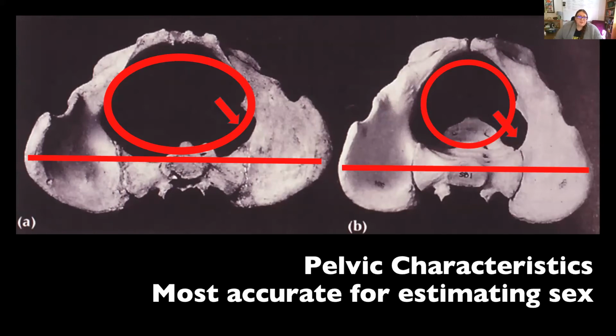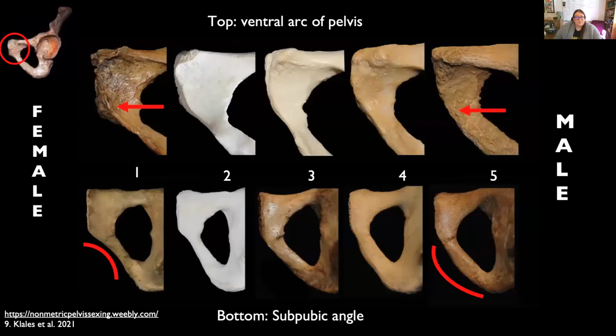And some other differences include the breadth of the pelvis and associated anatomy, such as the sciatic notch, which is indicated by the arrow. And here's just one more example from the pelvis, though there are others. Here you can see what are called the ventral arc and the subpubic angle of the pelvis. And in the top left corner of the slide, there is a photo of the whole pelvis with the location we're talking about right now circled in red.